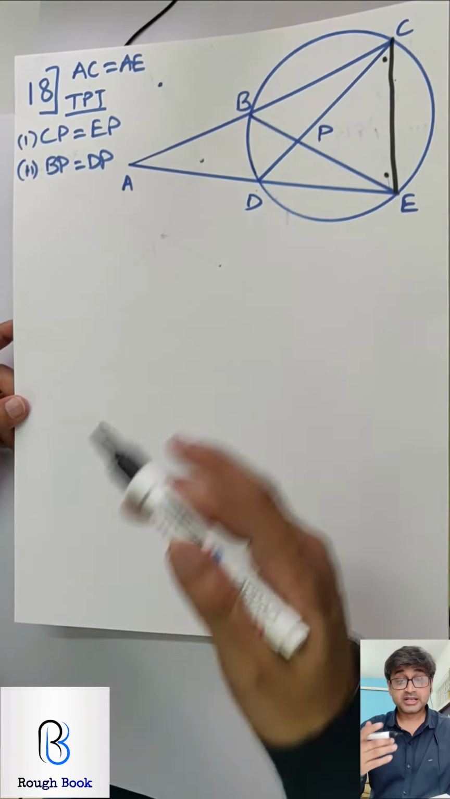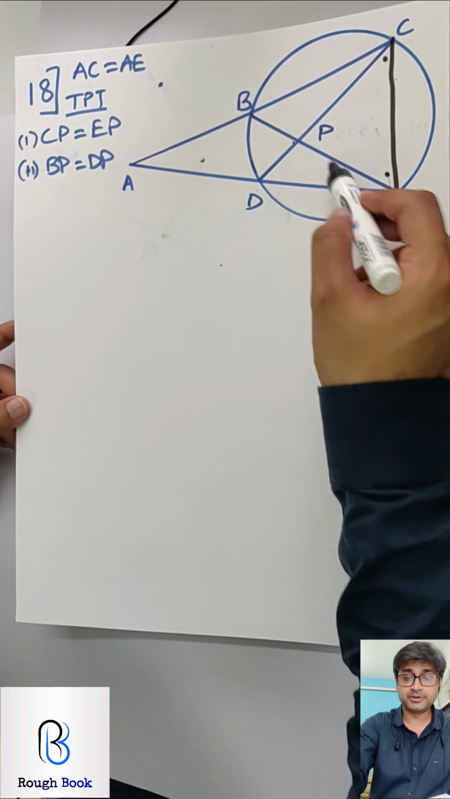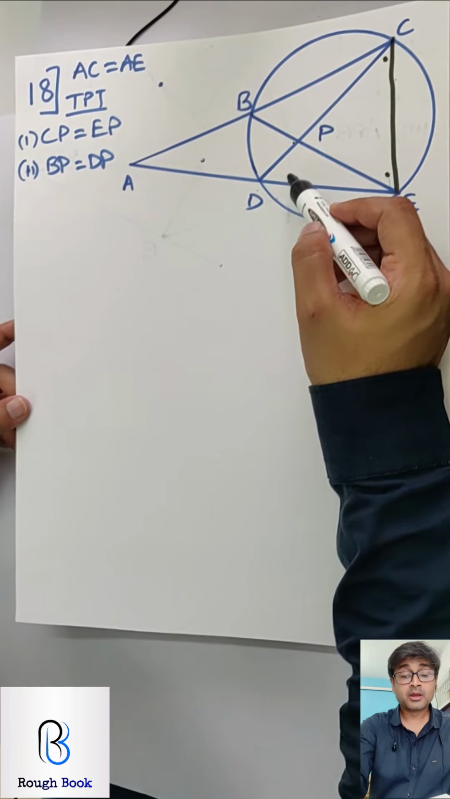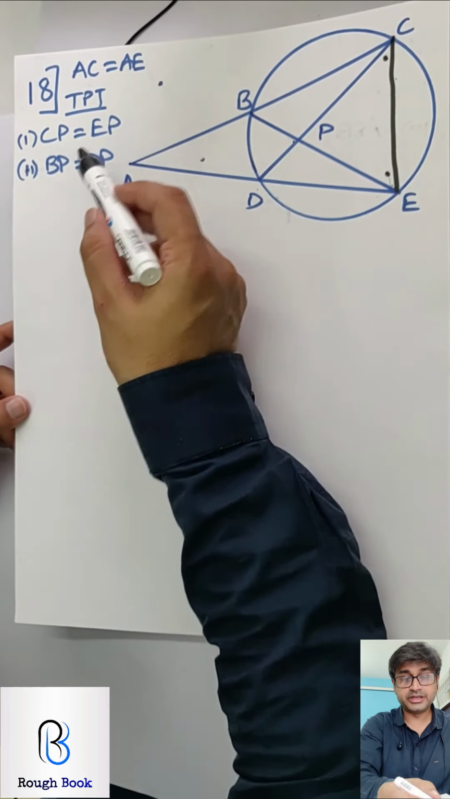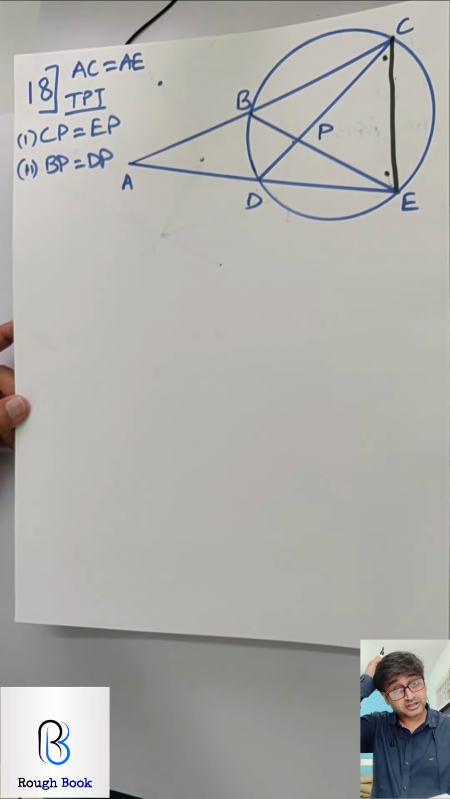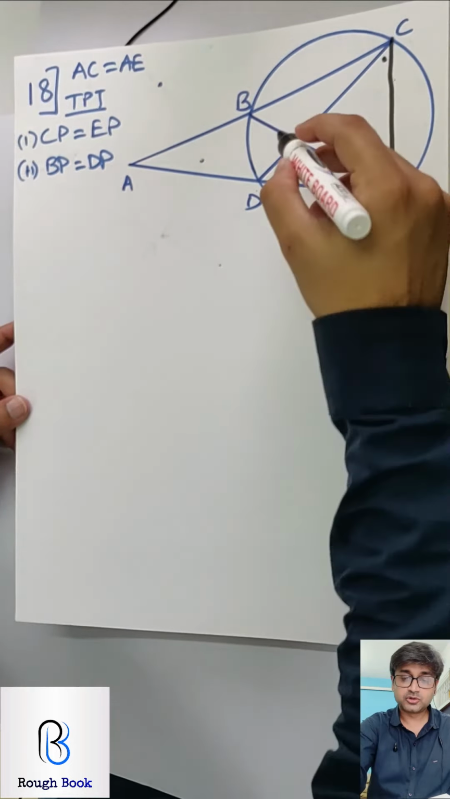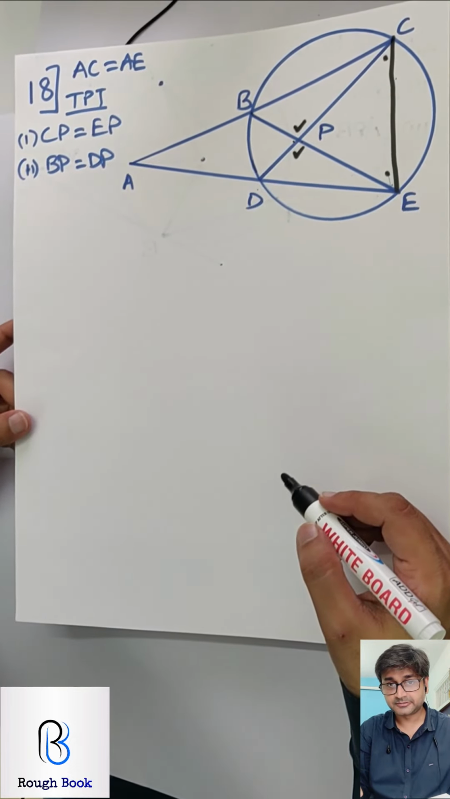That's one method. Second method, take this triangle BPC and DPE, opposite triangles, and prove the two triangles congruent. So CP equals PE and BP equals DP. Simple. But to prove these two triangles congruent, you need 3 parts. Part 1 can be this equal, vertically opposite. Can you get the second part?